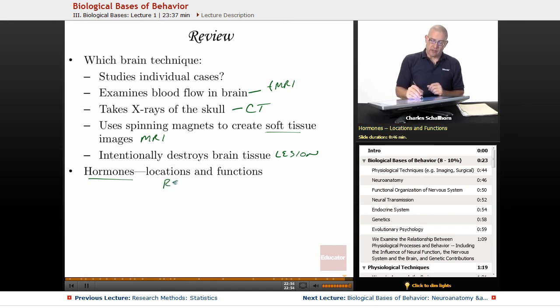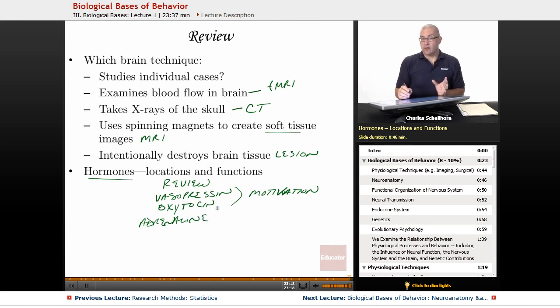And so go back and review these ideas in terms of the vasopressin and in terms of the oxytocin. We're going to be looking at those in motivation. And, of course, adrenaline and noradrenaline, or epinephrine and norepinephrine. We're going to be taking a look at these chemicals again, both in this unit and in later units.